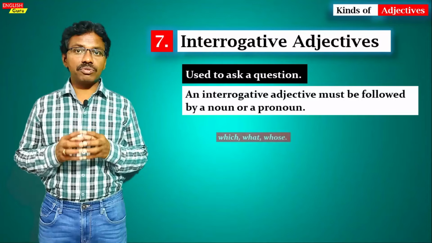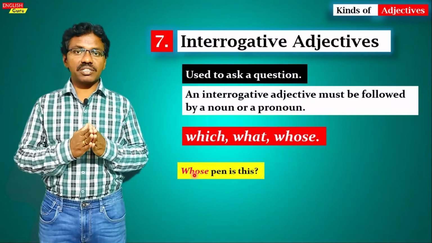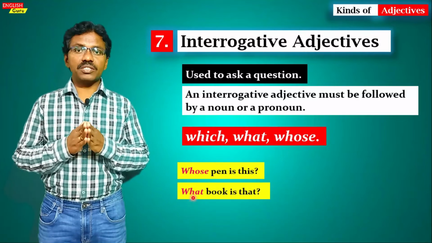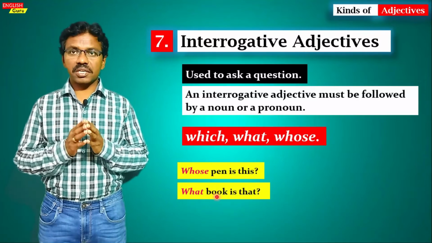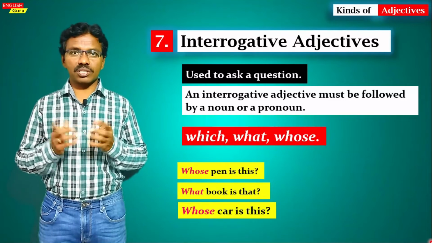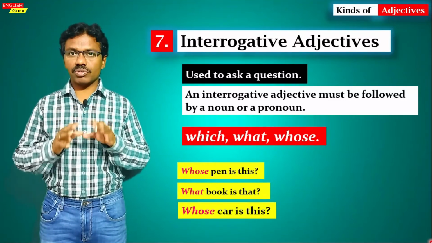For example, if you see, whose pen is this? So whose is an interrogative adjective, and pen is a noun, followed by a noun, right? What book is this? So what is an interrogative adjective. Whose car is this? Whose is an interrogative adjective. So interrogative adjectives are used to ask questions.